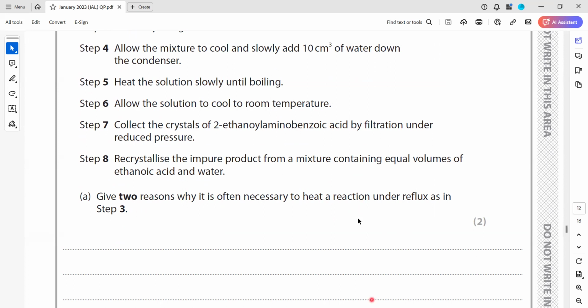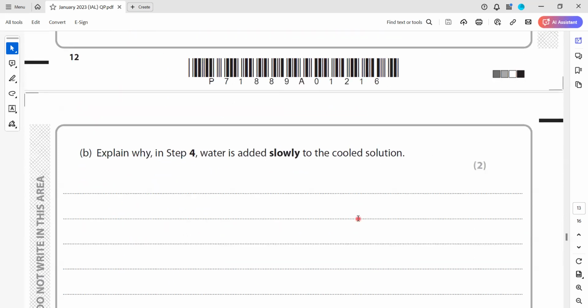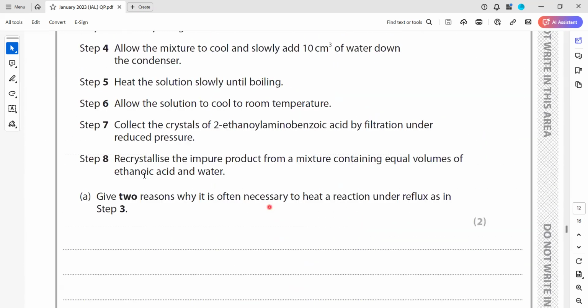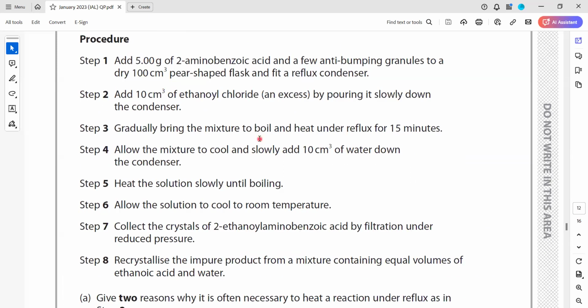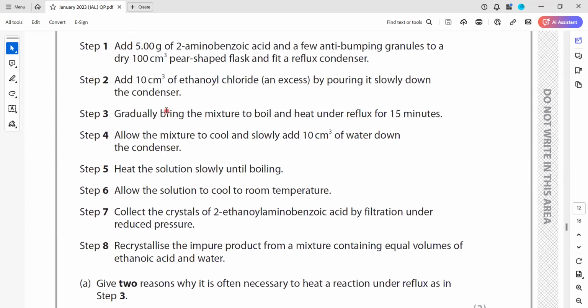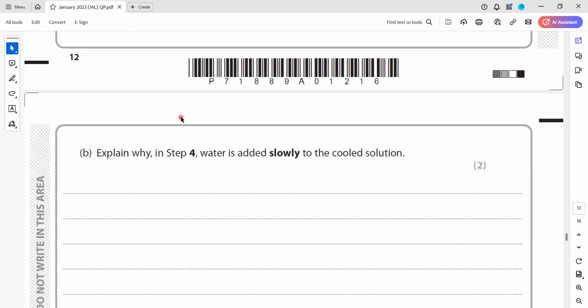Explain why in step 4 water is added slowly to the cooled solution. So why is the water added gradually? Why is a small quantity of water added? Because some reactions are exothermic, like sulfuric acid with water, which is a highly exothermic reaction. Same thing when ethanoyl chloride is already there, which is in excess. So if you add water, that is also an exothermic reaction.